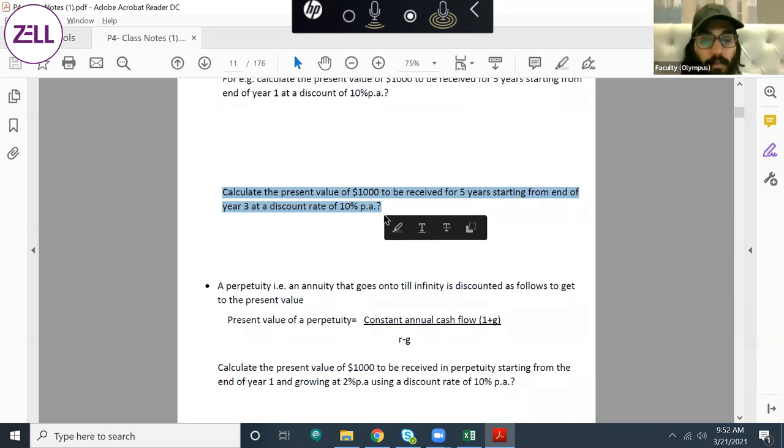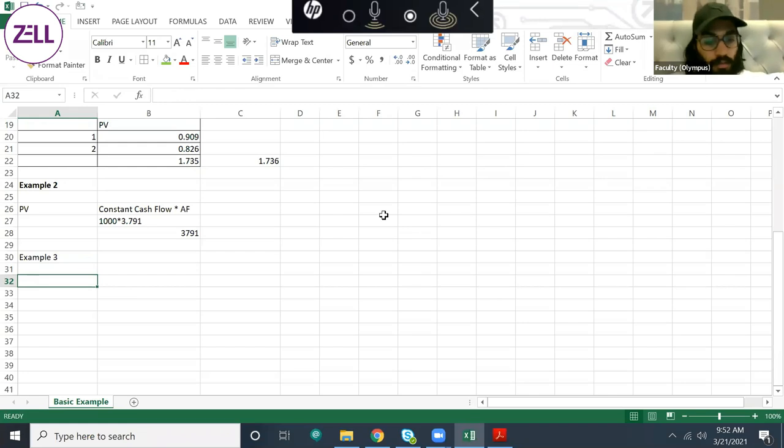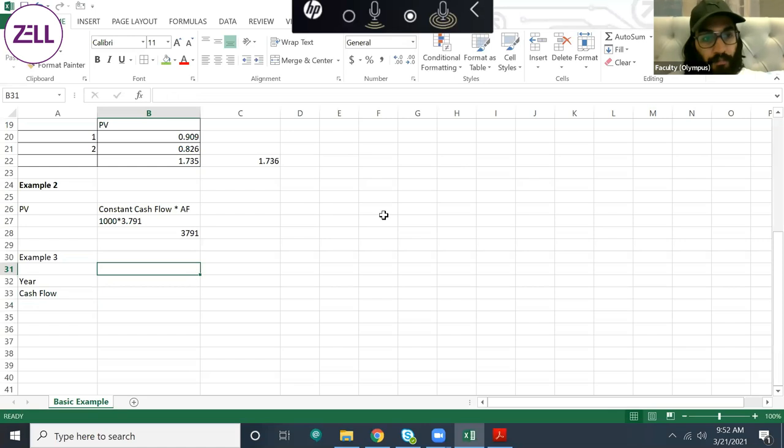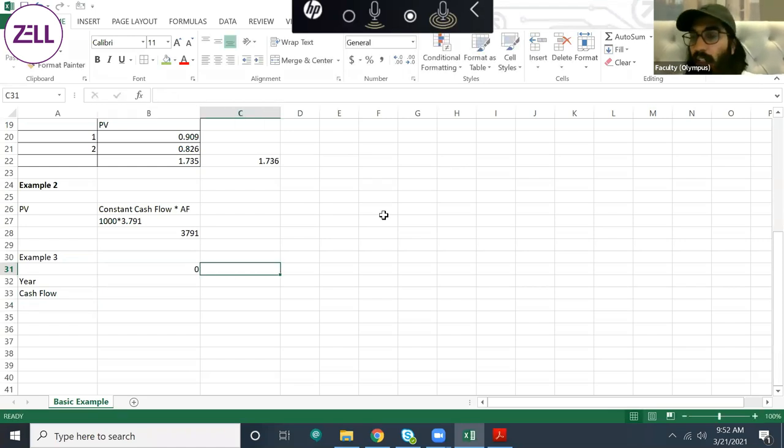Now, can someone read out the question for me? Calculate the present value of $1,000 to be received for 5 years starting from end of year 3 at a discount rate of 10% per annum. Okay. I'll just plot it in the normal way. So, we have year 0. Guys, year 0 does not mean anything. Year 0 is usually a year of investment, because in the first year, when you set up your business, you make an investment. Once your business gets running, you start getting your cash flows.